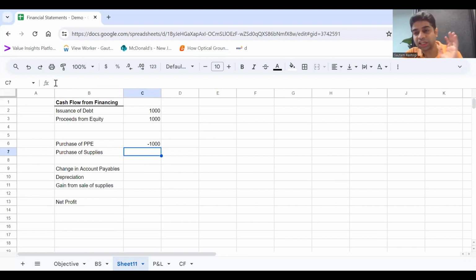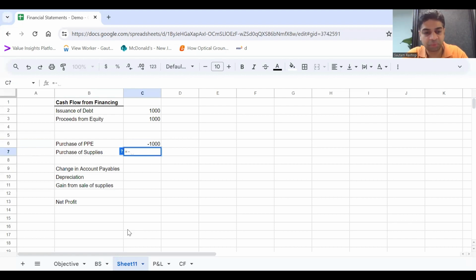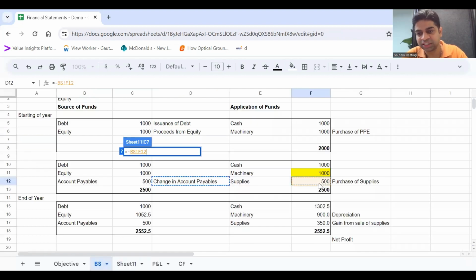So in a cash flow statement, remember, when you took debt, the money came to you in your bank account. So that's a cash inflow. When you issued equity, again you got money, so it's a cash inflow. Purchase of PPE, when you purchase, it's a cash outflow because money goes away from you. So you have to prefix it with the negative sign. Similarly, purchase of supplies, you'll have to prefix it with the negative sign as well.